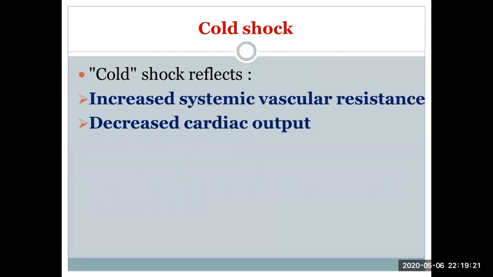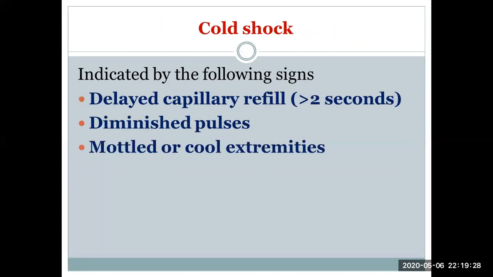Cold shock reflects the increased systemic vascular resistance, in contrast to warm shock, and decreased cardiac output. The patient will have delayed capillary refill of more than 2 seconds, diminished pulses, and mottled or cold extremities. An example for that: let's assume a CP patient who has not been fed and was not taking anything orally for a long time. He has, let's say, an infected bed sore and comes to you very dry, with delayed capillary refill and cold extremities. Don't interpret these signs as environmental factors.